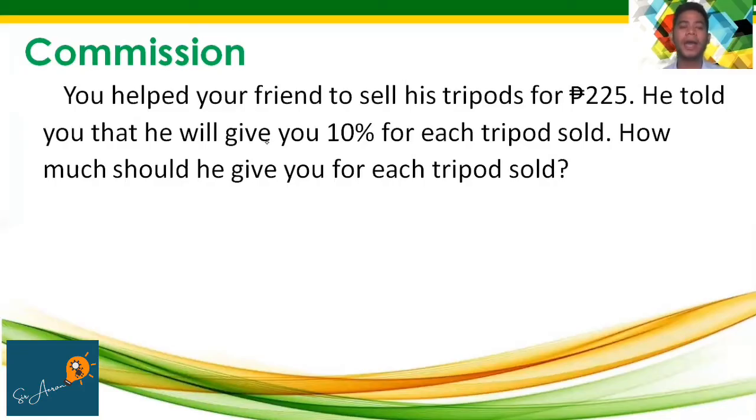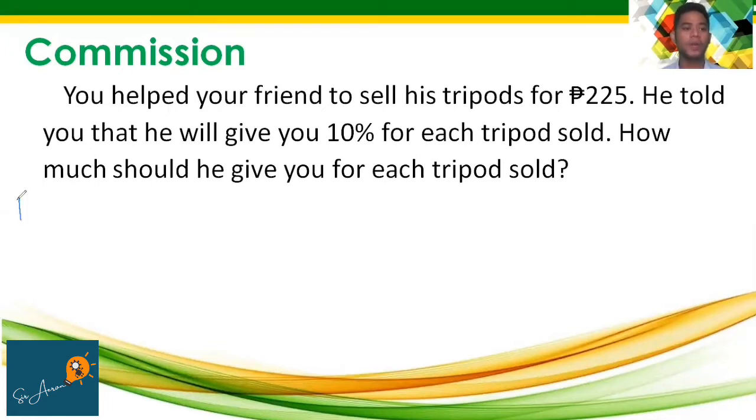So yung kaibigan mo daw ay nagpapatulong sa iyo or tinutulungan mo siyang ibenta yung mga tripods niya na ang halaga ng isa ay 225 pesos. At nagkasundo kayo or sinabi niya na sa bawat tripod na mabebenta, meron ka daw doong 10%. So magkano daw yung maibibigay sa iyo na commission? Okay, doon sa 225 pesos. So again, yung commission katulad ng markup at ng discount, they are percentage.